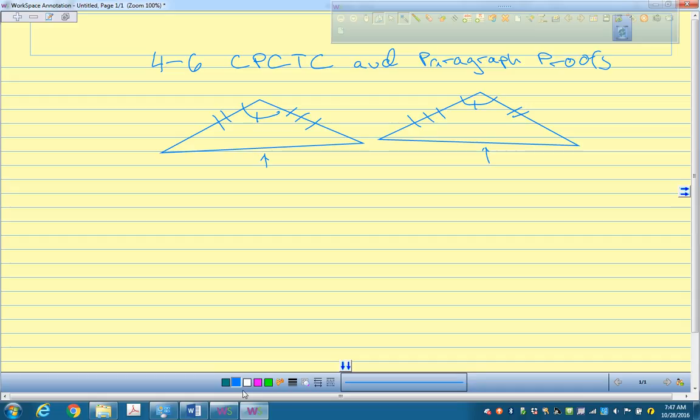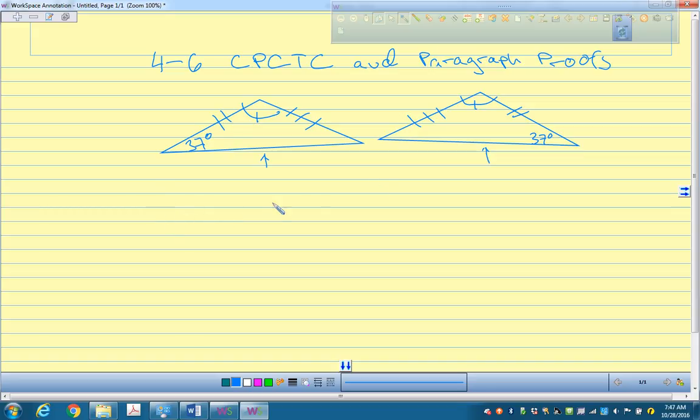A triangle has 6 pieces, okay? It has 3 angles and it has 3 sides. So once I've proven that those two triangles are congruent, I can say that any of their other parts are congruent. So say I'm given this, if this angle is 37 degrees, what does this angle have to be over here? 37 degrees, okay?